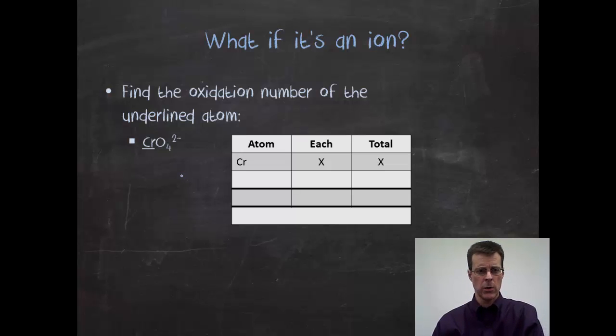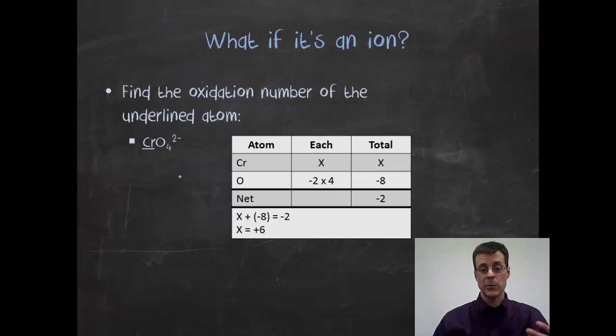Chromium, I don't really know. Oxygen is -2 in all things, and there's 4 of them, total -8. And however they add up, they have to total to a -2 overall. Well, that means that the chromium, that X, is going to be a +6.